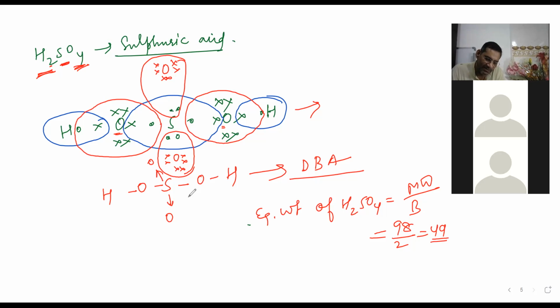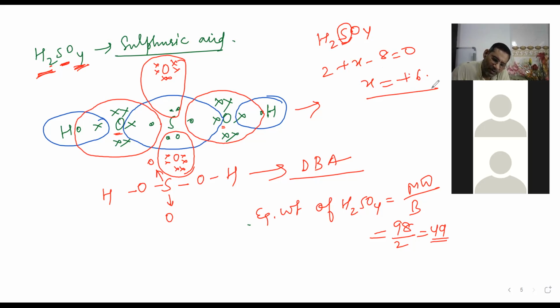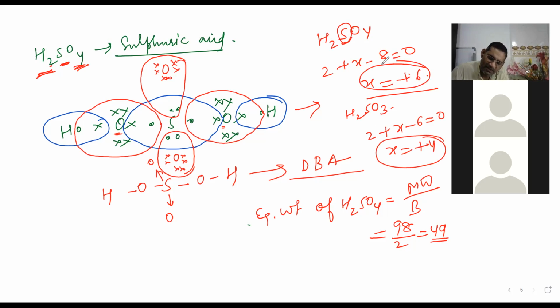So they can ask you all this. Here they can ask you the oxidation number of sulfur in H2SO4. 2 plus X minus 8 is equal to 0, so X will be plus 6. Now in H2SO3, 2 plus X minus 6 is equal to 0, so X is equal to plus 4. This is the oxidation number, and valency will be 4. Here oxidation number plus 6 and valency will be 6.